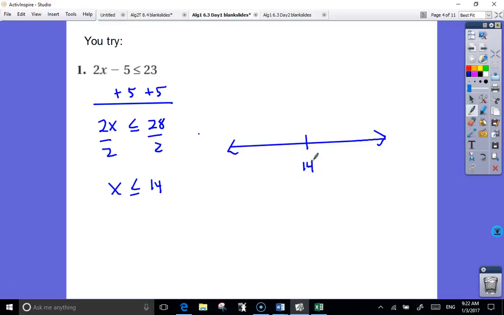Open or closed? If 2 was a negative 2, would it be x is greater than negative 3? Yes. Right. If you multiply or divide by negative, you flip the symbol. Okay. Open or closed circle? Closed, because it's or equal to. Left or right? Left.